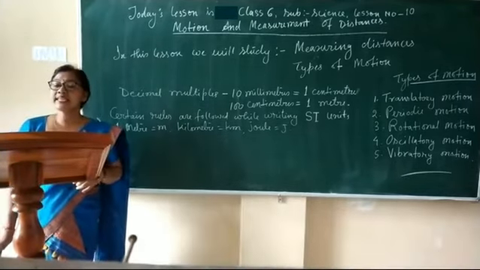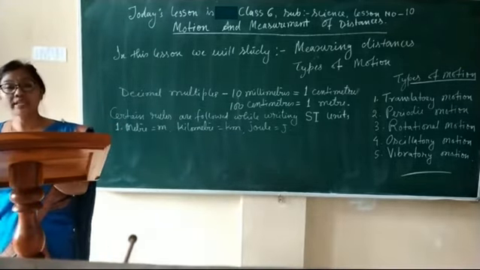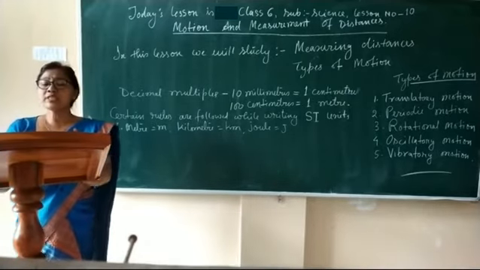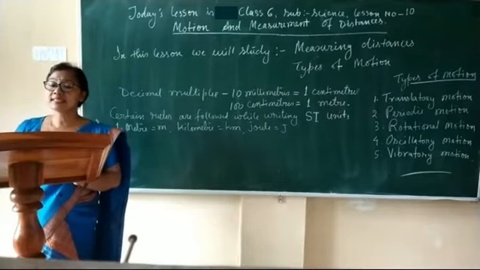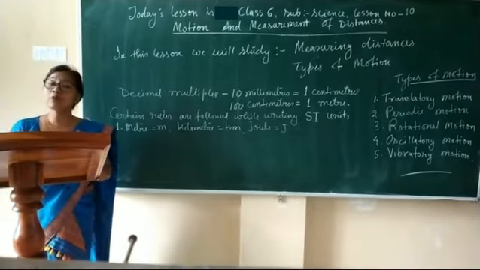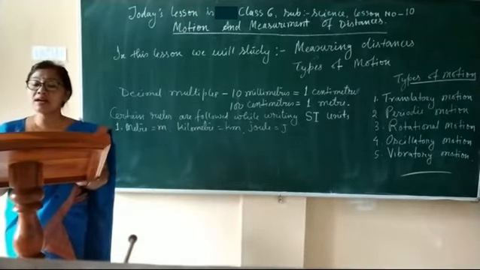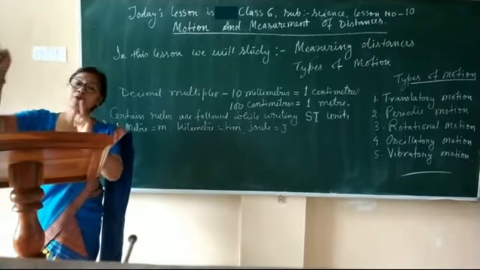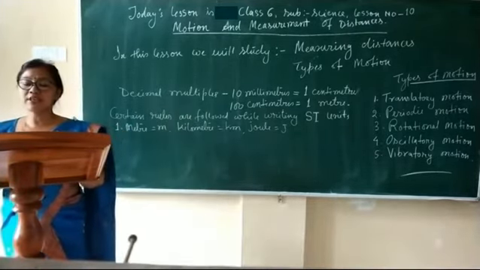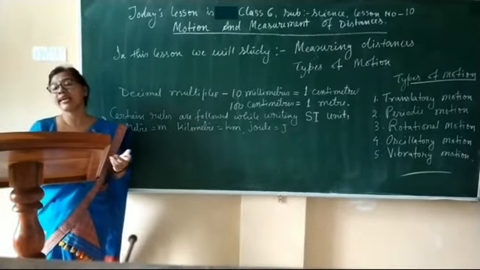Now let us study about motion. What is motion? There is motion everywhere around us. Plants move towards sunlight. Animals move from place to place. The earth moves around the sun. Rivers flow down from the mountains. Aeroplanes fly in the air, and so on.